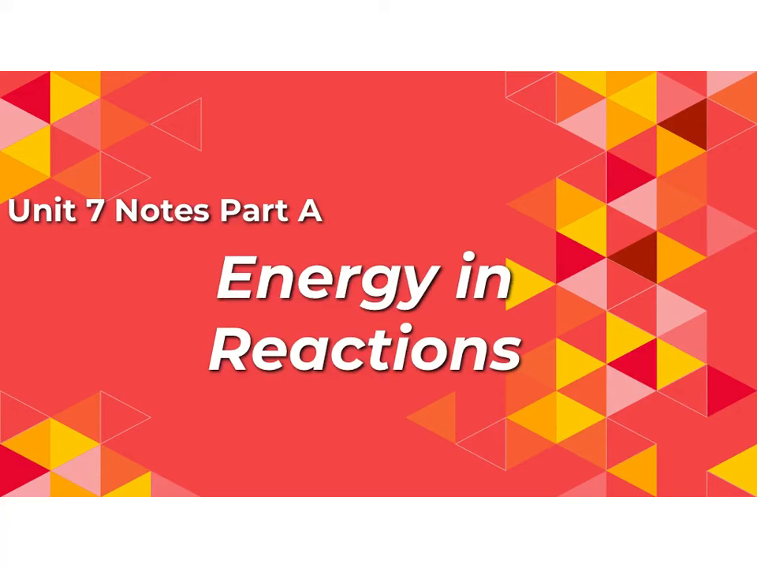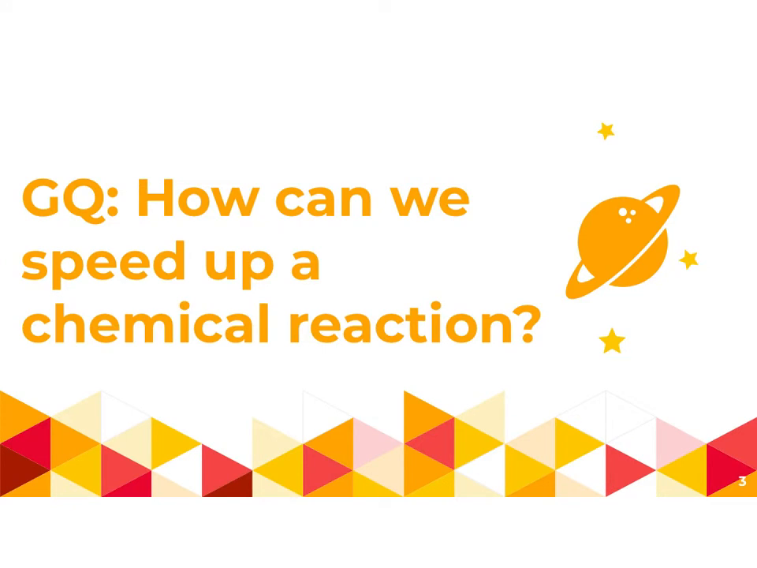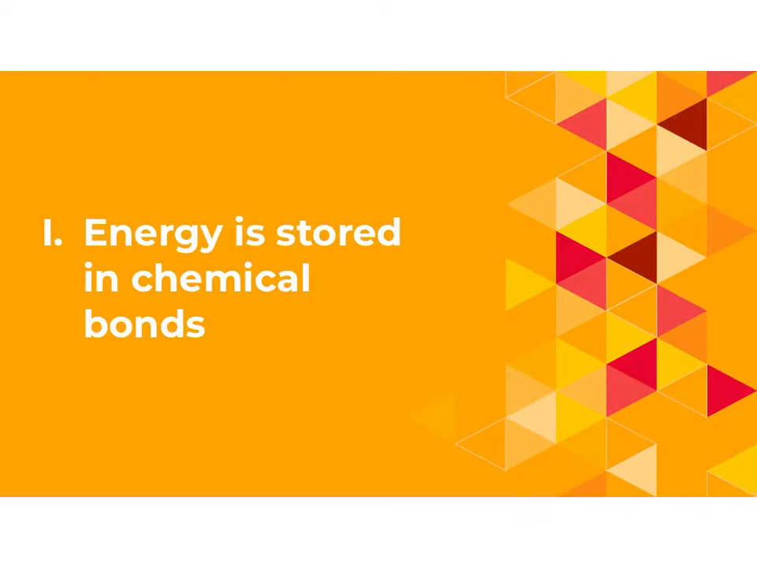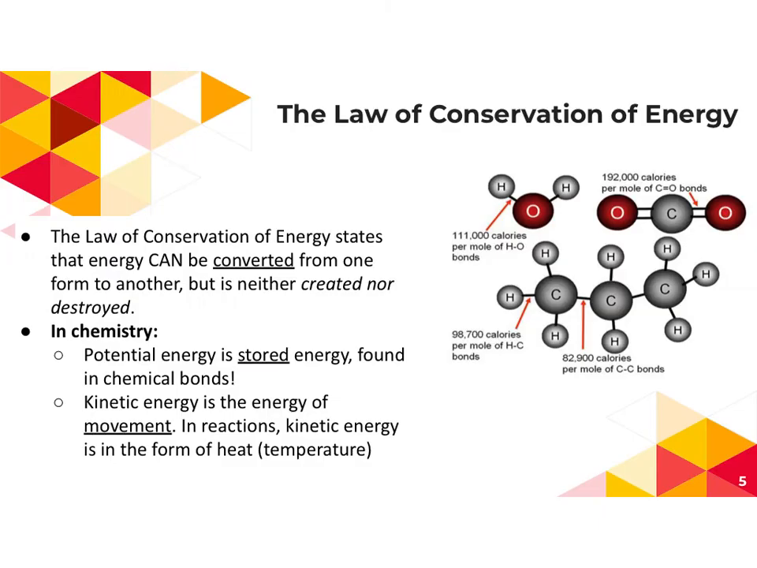Energy in Reactions, Part A of our Unit 7 notes. We're starting by investigating how can we speed up a chemical reaction. That's what Part A is all about. And the first part of understanding that is understanding that energy in chemicals is stored within chemical bonds. So in order to modify energy, we're going to need to break and reform those chemical bonds.